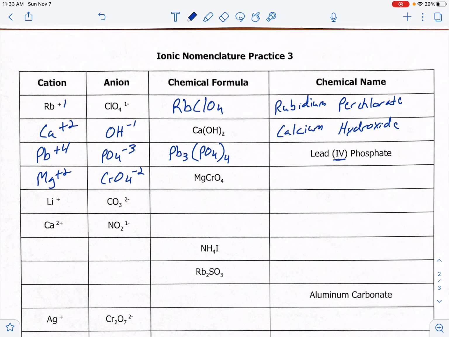Okay, and then we're going to write out our name. So this would be magnesium. And magnesium is in group 2, so it does not need a Roman numeral, so this would just be magnesium chromate.